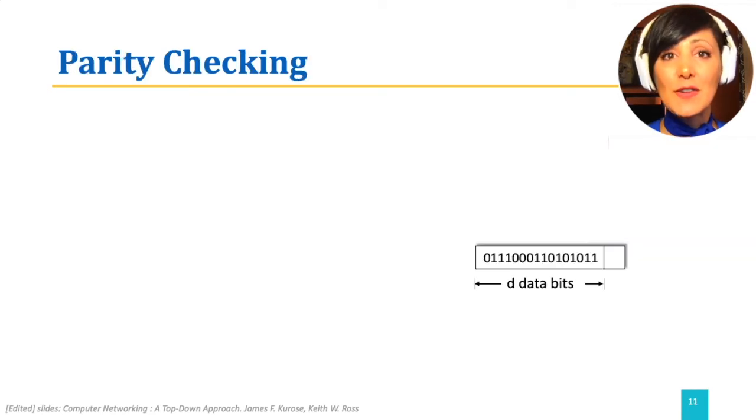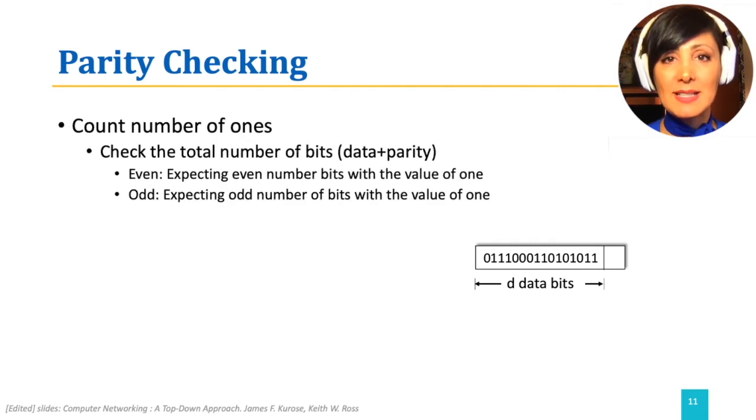One of the simplest ways of checking for errors is using a parity bit. Parity checking validates a certain number of bits with the value of 1 in the total number of bits. If we have D data bits and 1 parity bit, the entire D plus 1 bits are checked for a certain number of 1s. If the desired number of 1s in the mechanism we use within the D plus 1 bits is odd, we call the mechanism an odd parity mechanism. If the desired number of 1s within the D plus 1 bits is even, we call the mechanism an even parity mechanism.